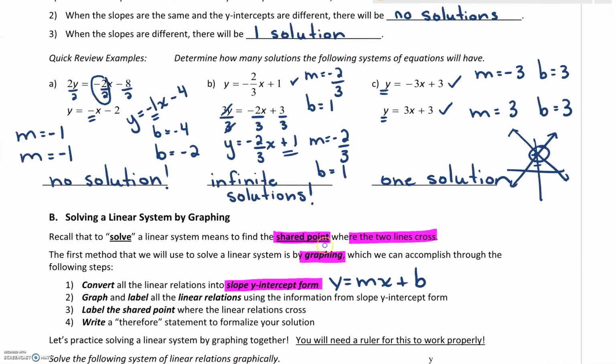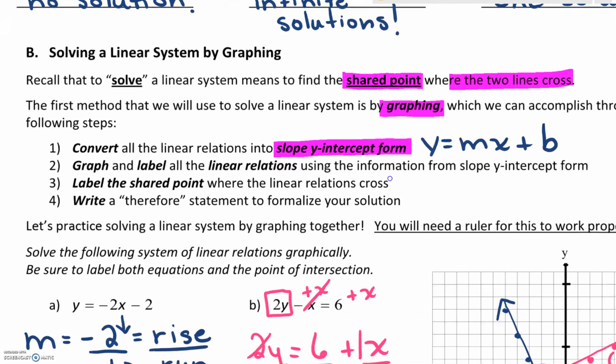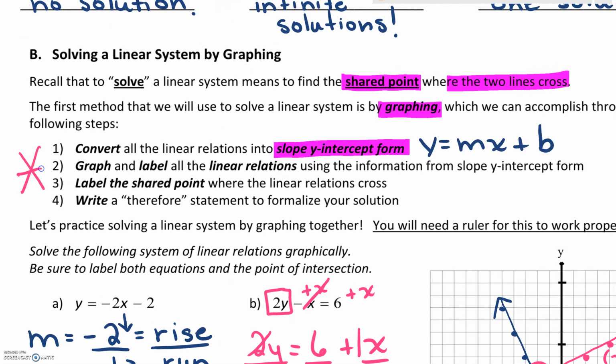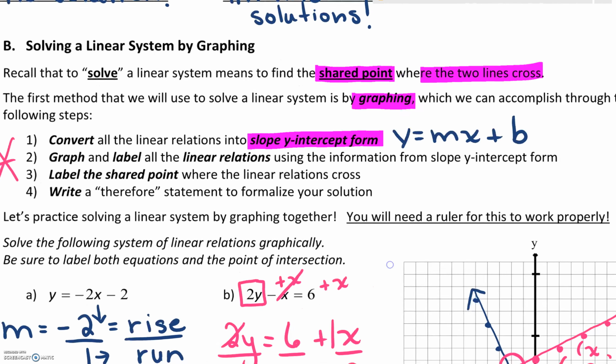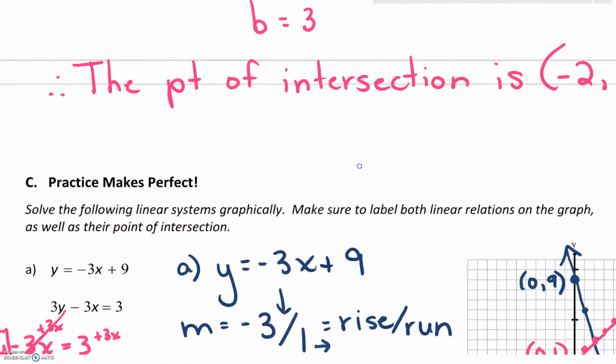If you go back up to the top, it tells you right here. So this part here, convert all linear relations into y = mx + b form. Graph and label all of the equations, so that's 2 equations. Label the shared point, and then you write your therefore statement. So I'm looking for all of those 4 things in your solutions.